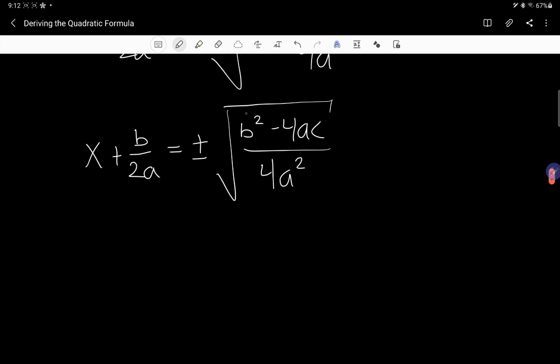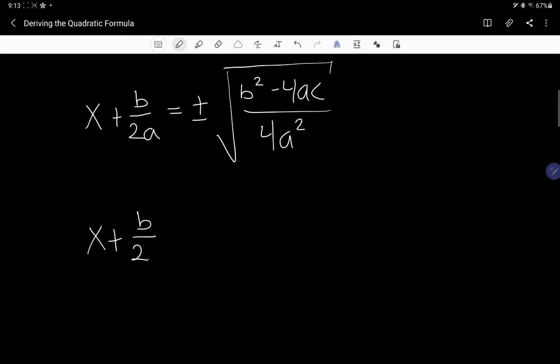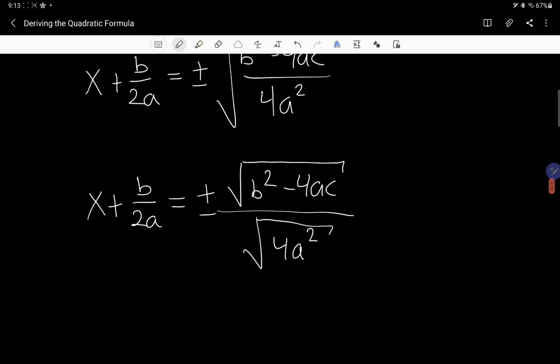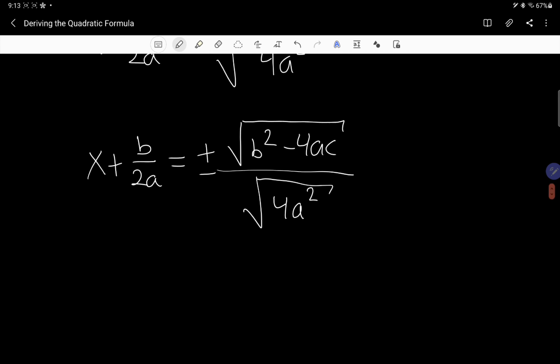Now we can actually break this square root up, so we can do the square root of the numerator divided by the square root of the denominator. So that becomes x plus b over 2a is equal to plus or minus the square root of b squared minus 4ac divided by the square root of 4a squared. And then this denominator just simplifies to 2a, right? Because the square root of 4 is 2, square root of a squared is a.